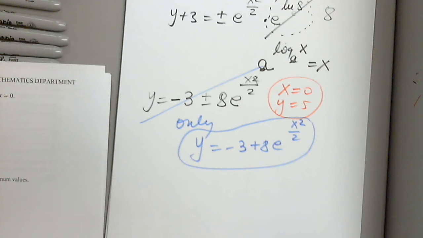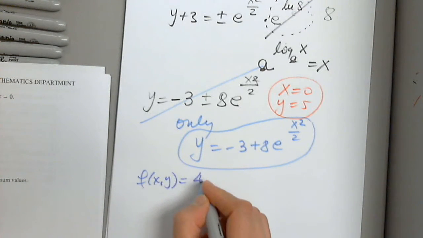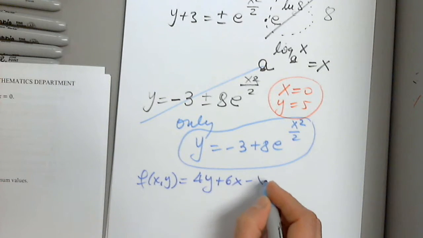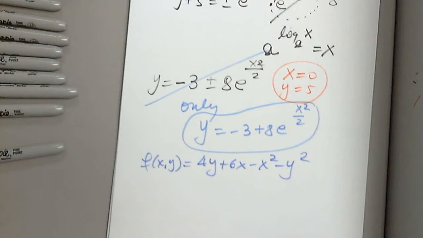Moving on to 14. Any questions? Just make a little star and say, I want to see more problems of this and more problems of that, okay? Okay, so we are given a function of two variables, which is 4y plus 6x minus x squared minus y squared. And we're asked to find relative max-min.